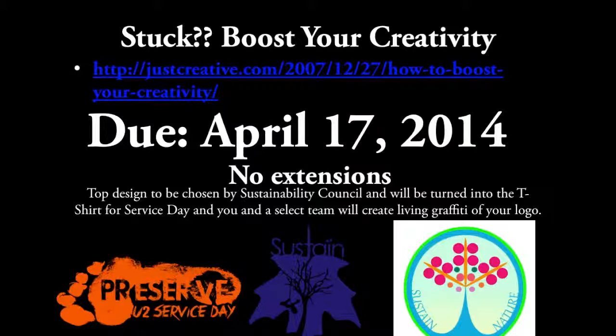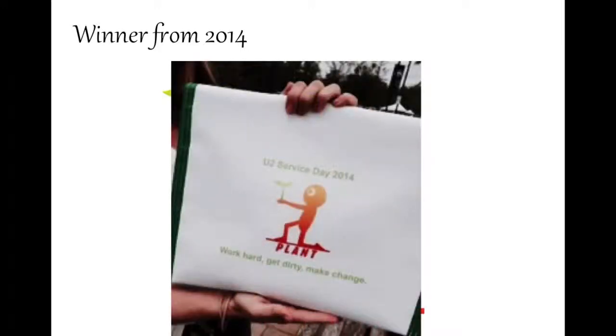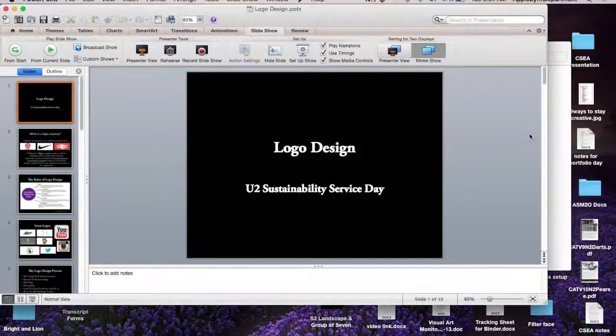These are some examples of some of the ones that made it into the finals in the last few years. I think there's an example of, this is last year's winner. You maybe saw those t-shirts running around last year. And last year they were also made into those reusable laptop cases, so she got to have that as well. And that's it.